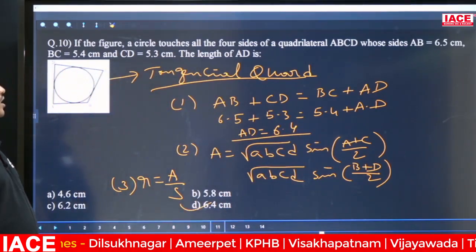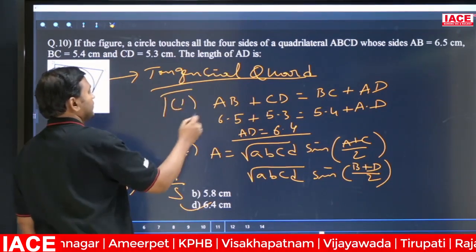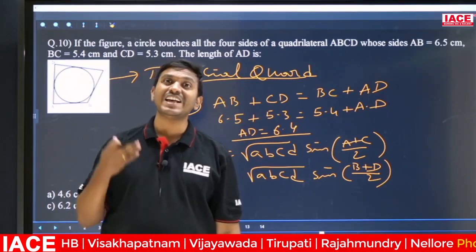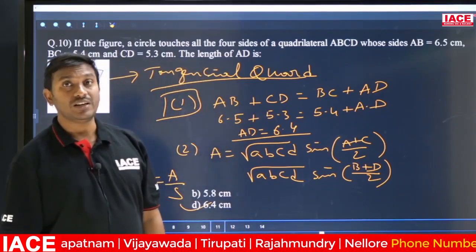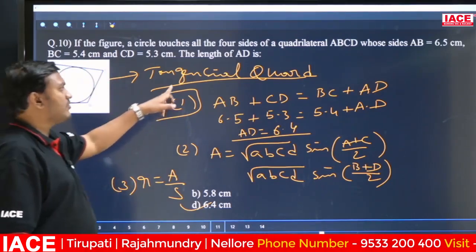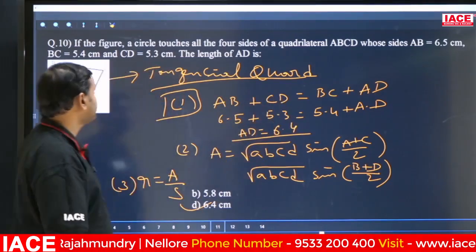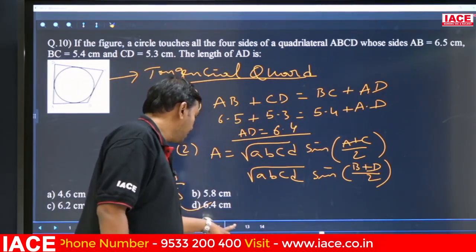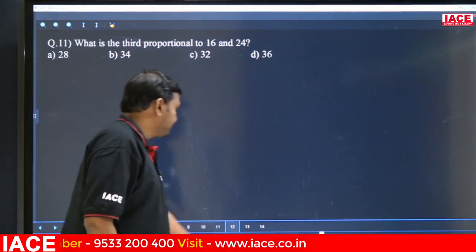Point number 1 we are using here. We discussed tangential quadrilateral, cyclic quadrilateral, as well as bicentric quadrilateral. So 3 points are important here, right? Out of the tangential quadrilateral points, the first point is given. Next one, question number 11.